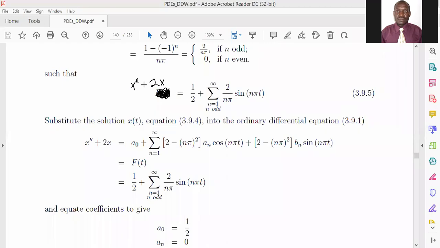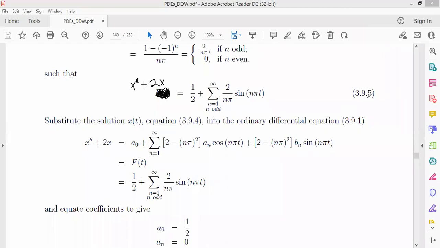Remember, this is 3.9.5. Now we are saying substitute the solution xt, that is equation 3.9.4, into the ordinary differential equation 3.9.1. When you substitute into 3.9.1, it gives this. That is for the left-hand side.